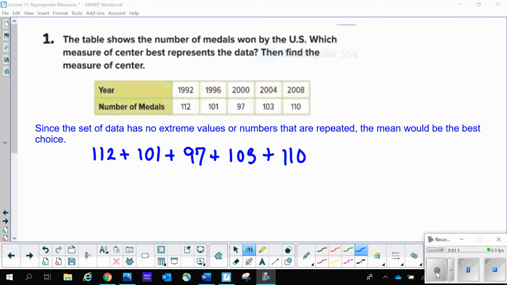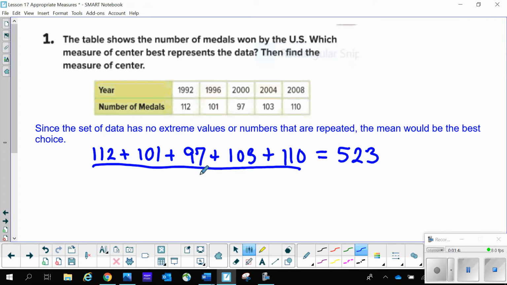So remember, to find the mean of the data, we're going to add all of the data values together. So we have 112, 101, 97, 103, and 110. All of this comes out to 523. What was the next step in finding the mean? Good. We're supposed to divide by how many data values there are. Looking at our list, we have 1, 2, 3, 4, 5. So all of these, once added together, need to be divided by 5. So we have 523 divided by 5. Go ahead and pause the video and complete your mean.